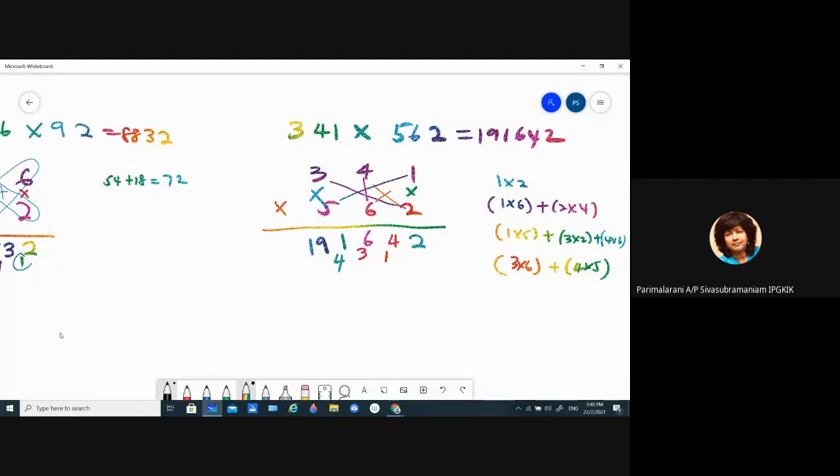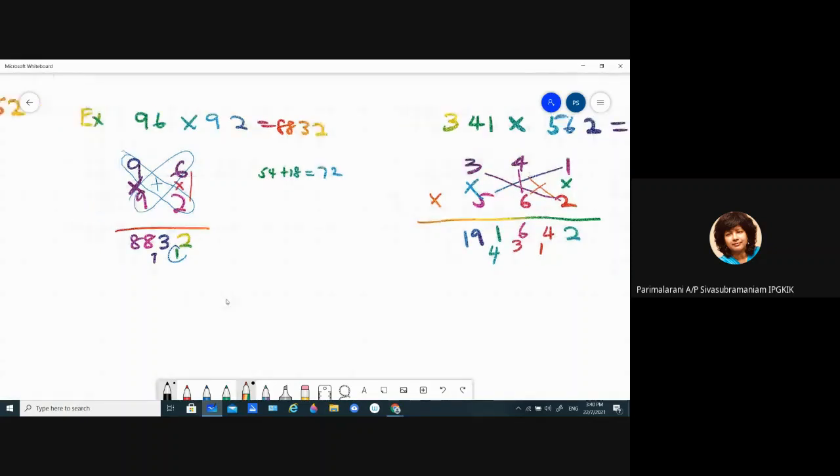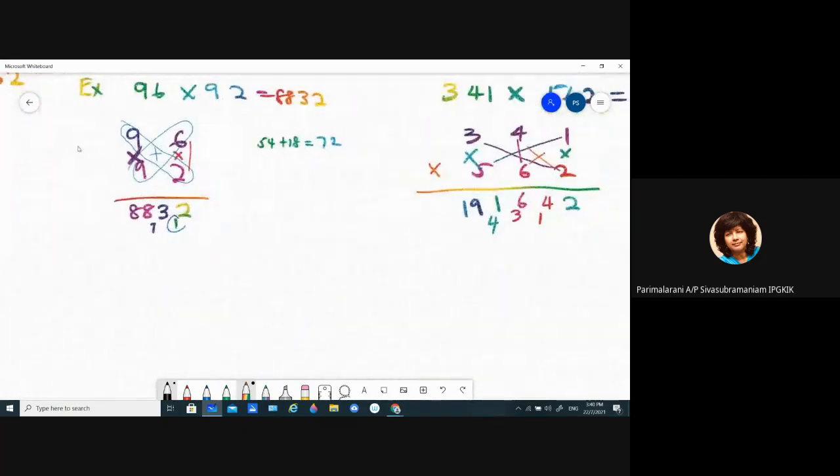Basically, on your right hand side, you multiply these two vertically, and then you do the crisscross multiplication and add it, and then on the left hand side you multiply vertically, that's all. So if you have 3 digits, you have to do the crisscross 3 times. You can go back and work that out later. So this is the Vedic method.